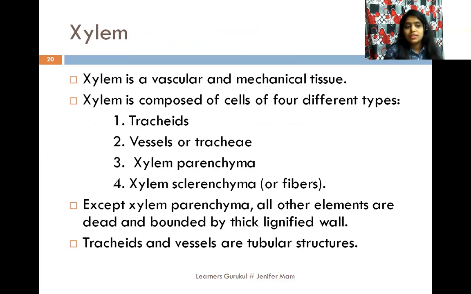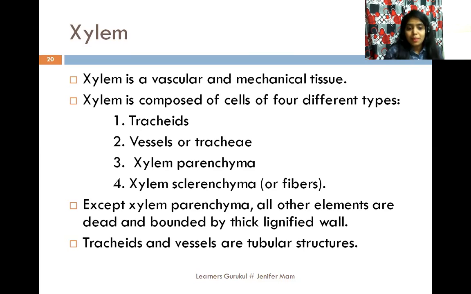Now, let's talk about xylem. It is a vascular and mechanical tissue, composed of four different types. The first one is tracheids, the second is vessels or trachea, the third is xylem parenchyma, and the fourth is xylem sclerenchyma.